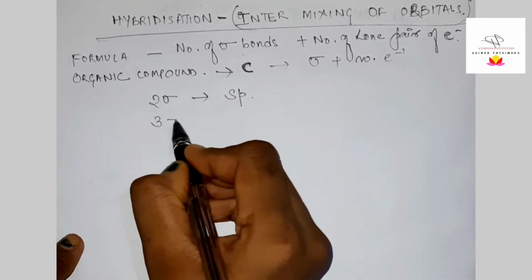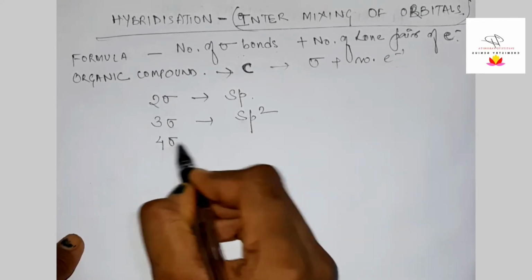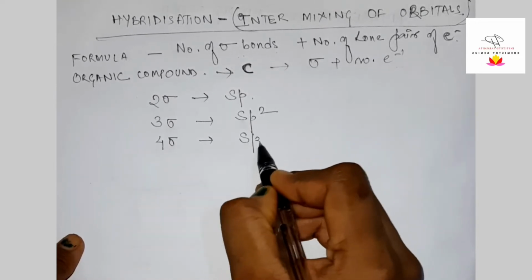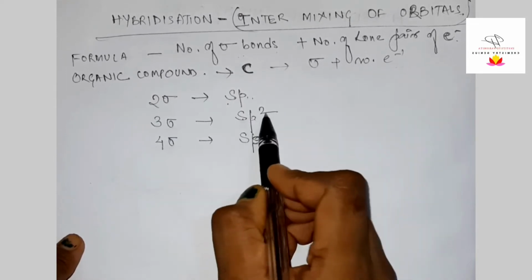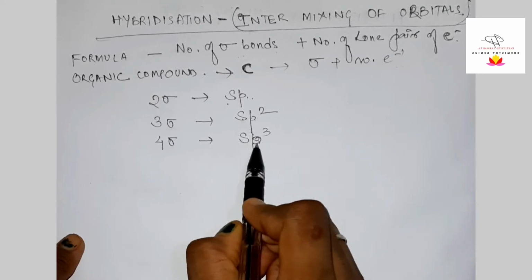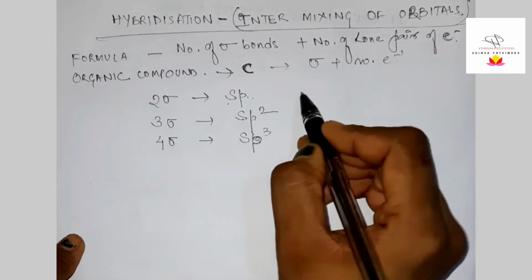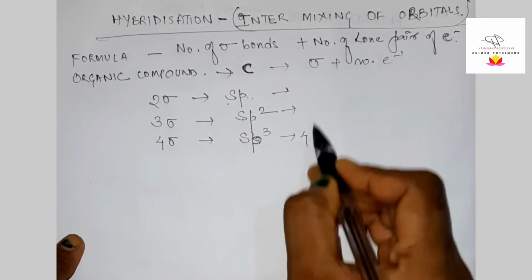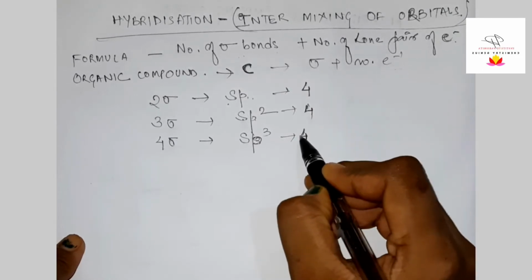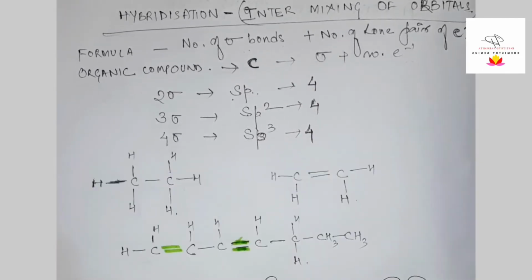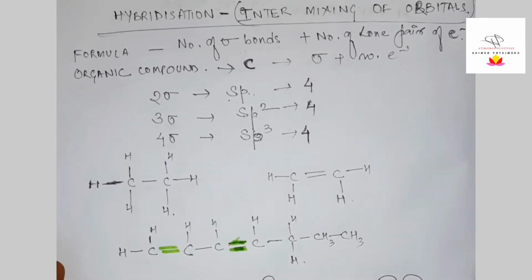If it is 3 sigma bonds, then we say sp2, and when it is 4 sigma bonds, then we say it is sp3. Here it is one s and one p, one s and two p, one s and three p. So the total bonds will be 4 for all, because carbon has valency 4 and it will always complete its valency of 4. Using this formula, we will find the hybridization of all the carbon atoms, or any atoms, in any molecules.